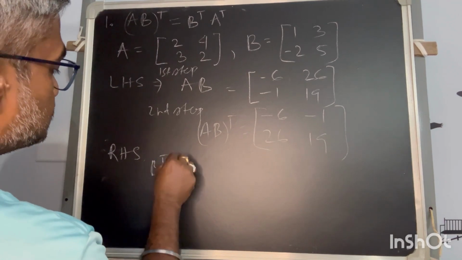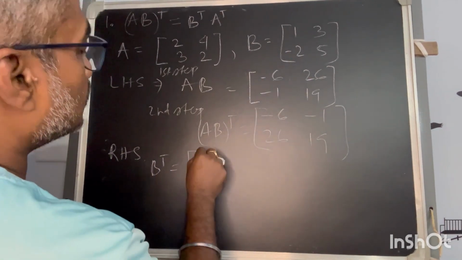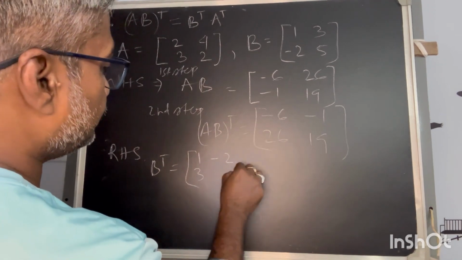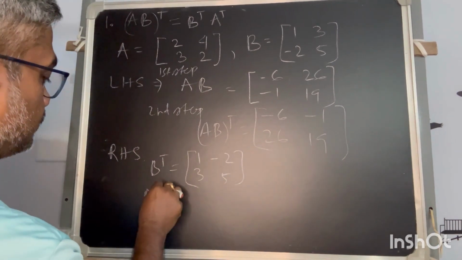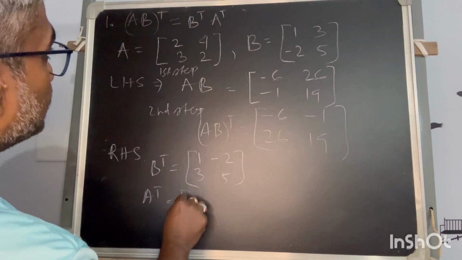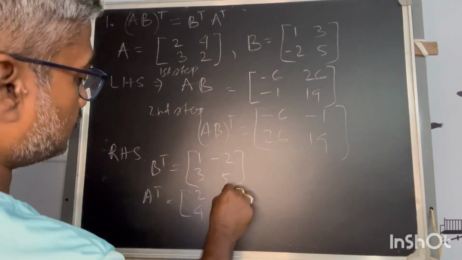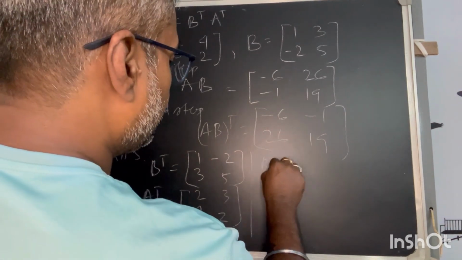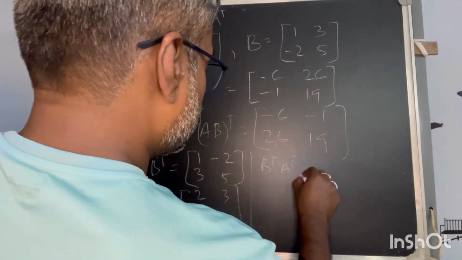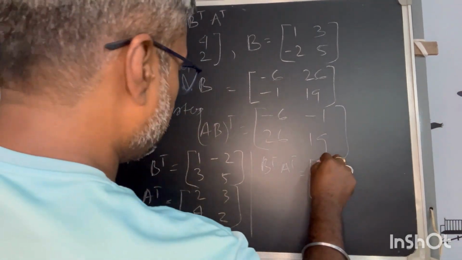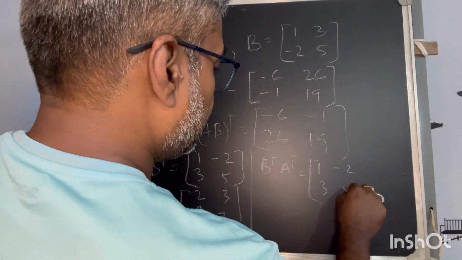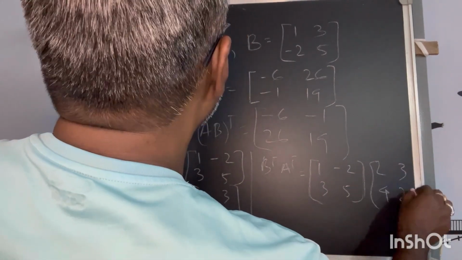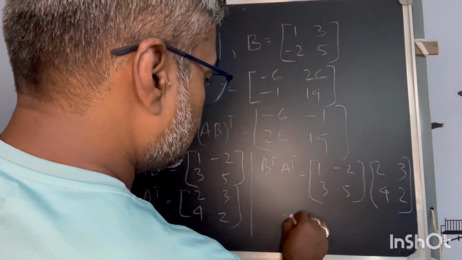B transpose will be 1, 1, 3, -2, 5, and A transpose will be 3, 2. Now we have to find B transpose times A transpose. B transpose will be 1, -2, 3, 5, and A transpose will be 2, 3, 4, 2. Now do it.